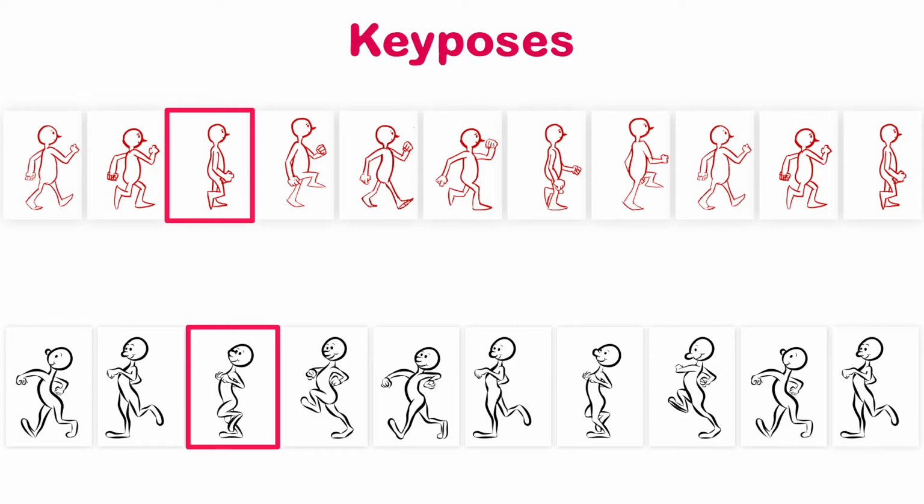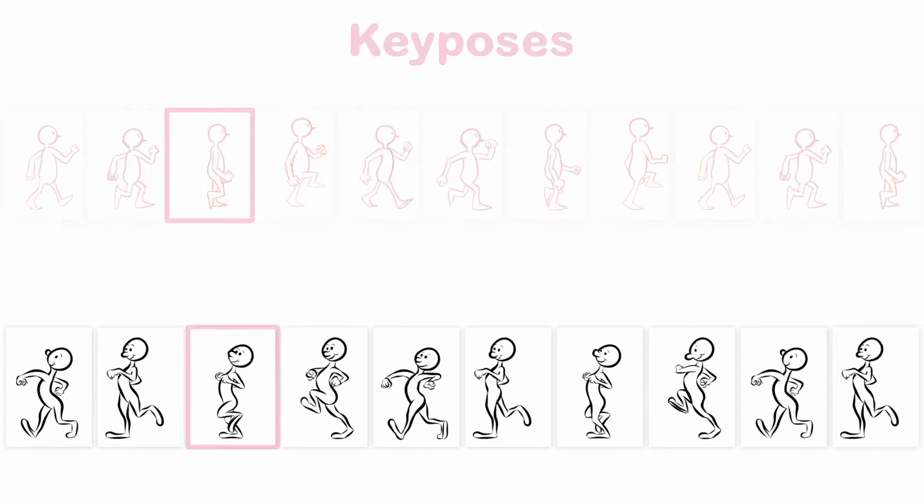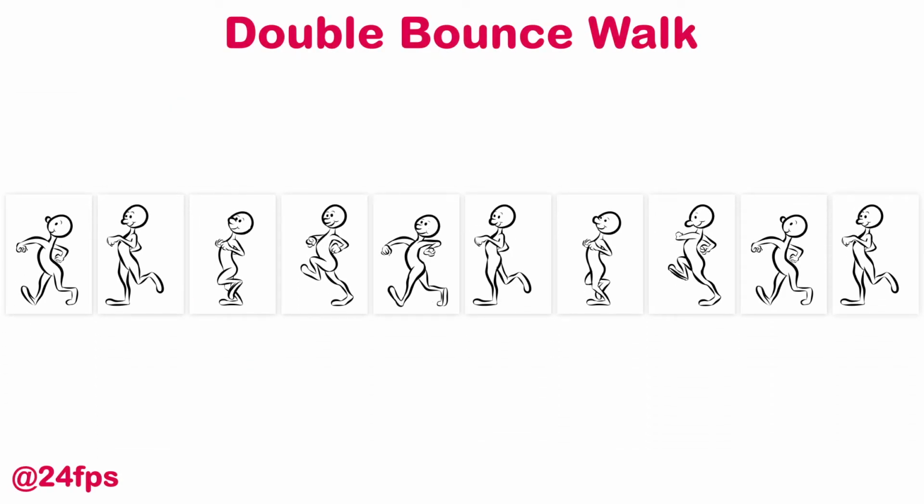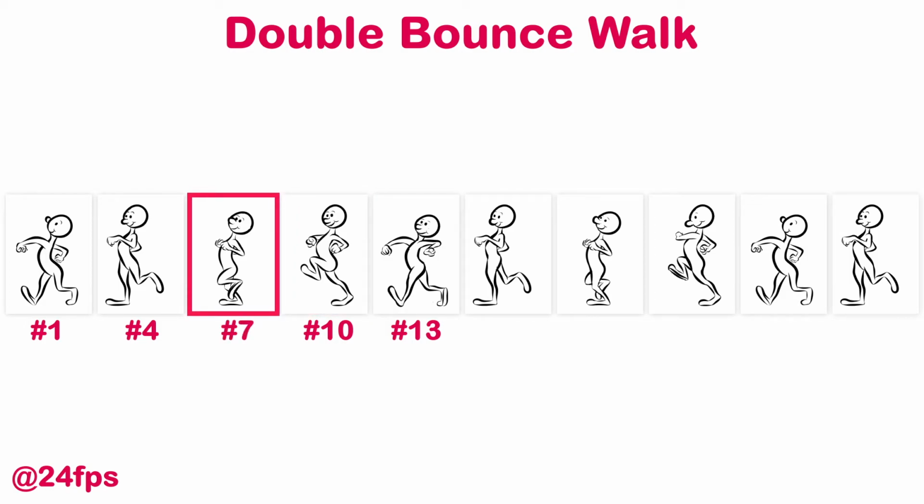Now let's focus on at which frames we need to put the key poses to get a proper walk cycle. Specifically focus on the double bounce walk cycle. The first contact pose will be on the first frame, and the second contact pose, which completes the whole step, will be at the 13th frame, and in between we need to put the 2 up poses and 1 down pose. The first up pose, after the first contact pose, will be at frame number 4. Then the second up pose will be at frame number 10 before the second contact pose at frame number 13, and in between at frame number 7 we need to put the down pose.